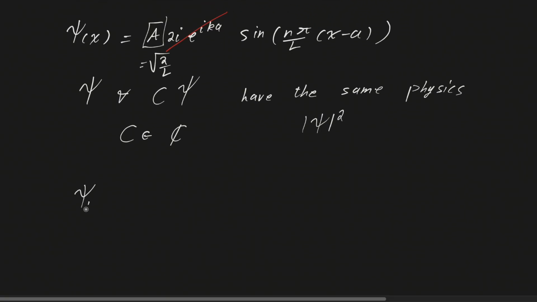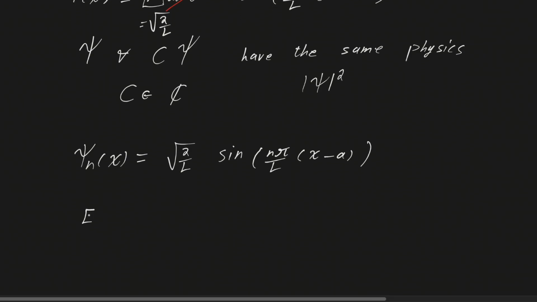So you get that psi sub n of x is equal to the square root of 2 over L, times sine of n pi over L into x minus a, with the corresponding energy eigenvalue of h bar squared divided by 2m, n pi over L, all of it squared.